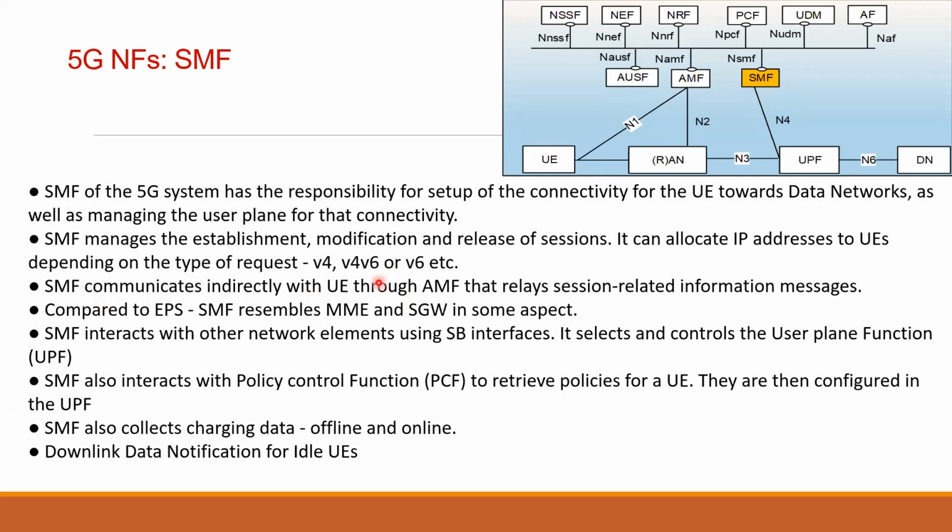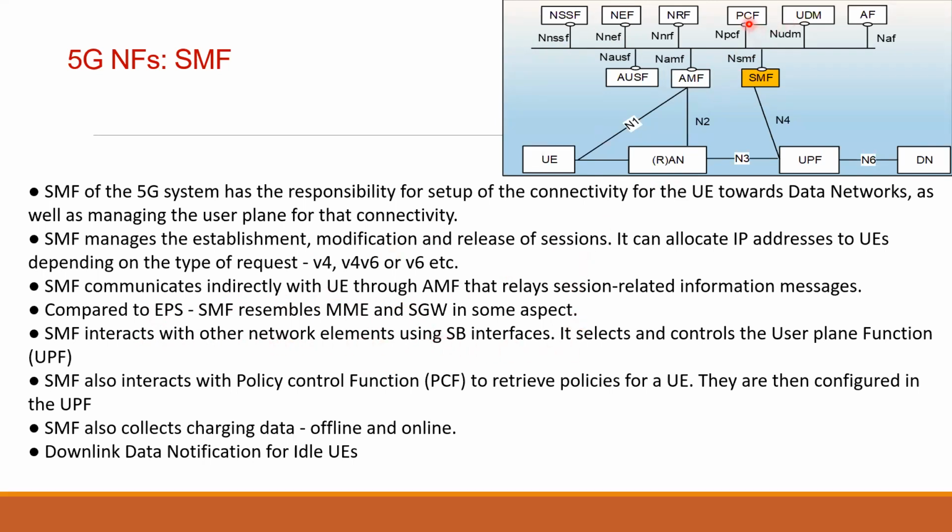It indirectly communicates with UE because it does not have any direct connectivity with UE. Like in 4G, we used to have the S1-U interface where UE used to directly communicate with your SGW. So here it does not have any direct connectivity, so obviously it is going to communicate via AMF. Compared to EPS, which we already saw, it is a combination of MME and SGW, and it communicates with other network elements obviously via service buses. This is a service bus and service-based interfaces, so it communicates over that.